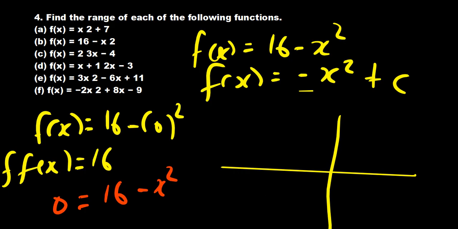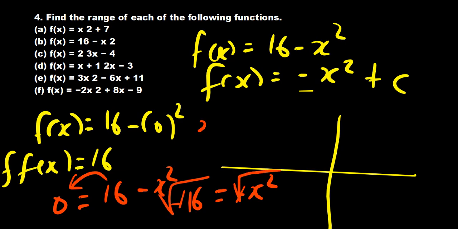So what are we going to do now? 16 goes to the other side, so you have negative 16 equals negative x squared, and the negatives will cancel. For x to remain on this side, you find the square root of 16, so your x will be positive or minus 4. So these are our critical points.